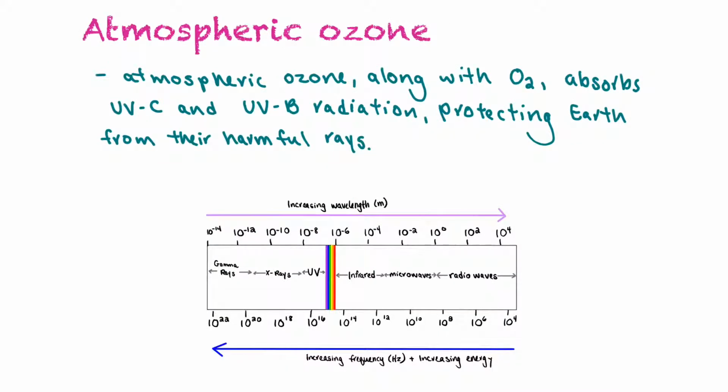However, atmospheric ozone, along with oxygen, absorbs UVC and UVB radiation, protecting Earth from those harmful rays. So UVA radiation can come through, and some UVB gets through, but almost all of the UVC is absorbed by the ozone in the ozone layer.